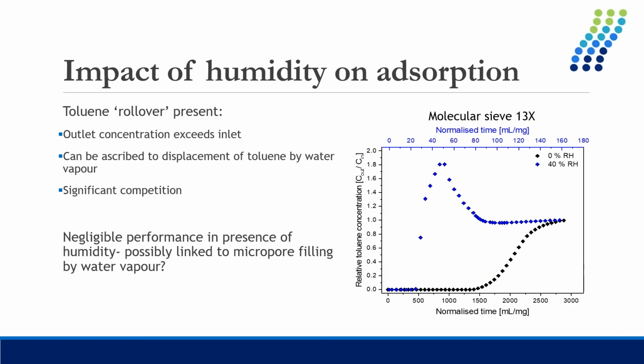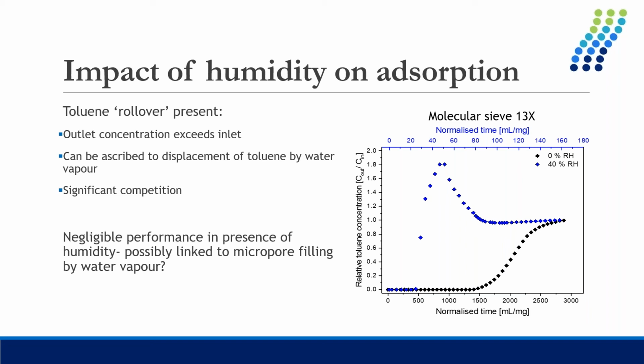An interesting data set here is molecular sieve. So we can see that in the blue curve, the outlet concentration of toluene is actually exceeding the inlet. So it's getting to relative concentrations of around 1.8, almost 2. What this means is that as water vapor is passing through the bed, because of the hydrophilic chemistry of the zeolite, water is able to preferentially adsorb onto these adsorption sites and kick off the toluene molecules. So this displacement interaction corresponds to very significant competition, and we found that molecular sieve had pretty negligible performance.